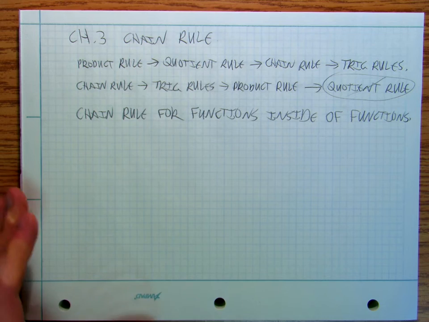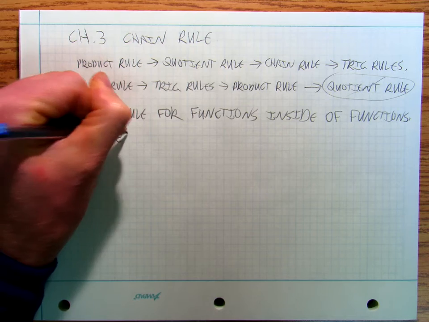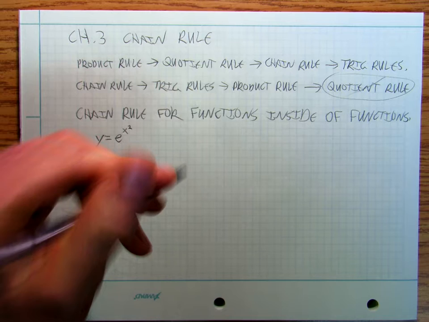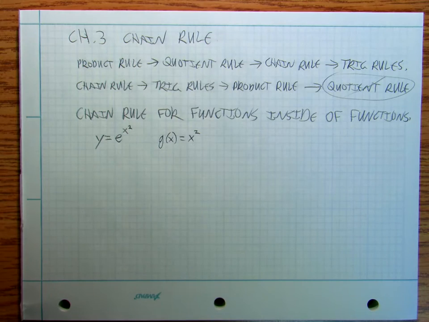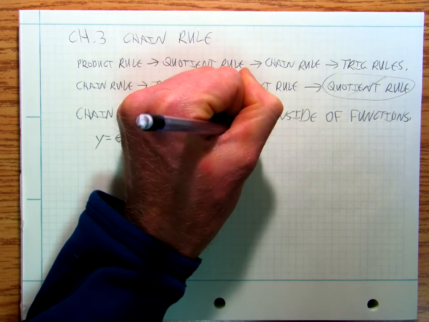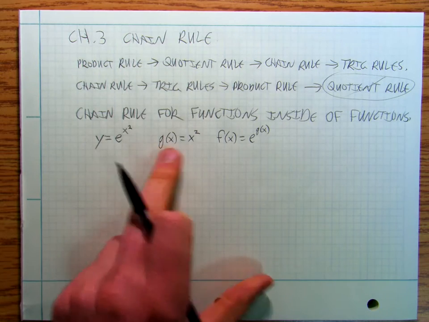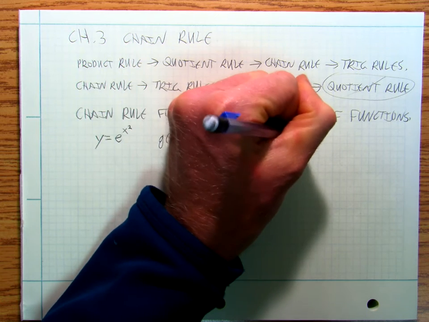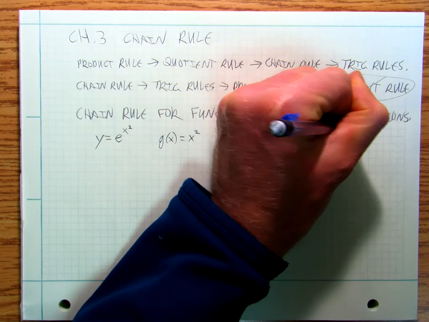Okay, chain rule is for functions inside of functions. In my last video, I gave you this one, y equals e to the x squared. So let's break that down. Let's say that g of x is equal to x squared, and then f of x is equal to e to the g of x. Can you see what I'm doing there? Basically I've got a function inside of a function. So f of g of x is equal to e to the x squared.